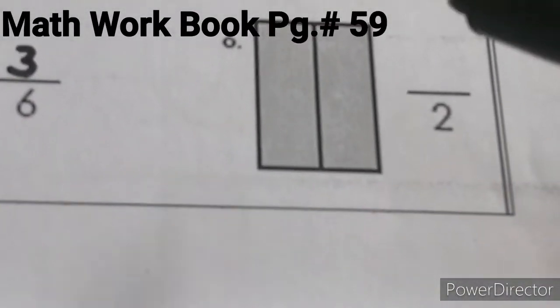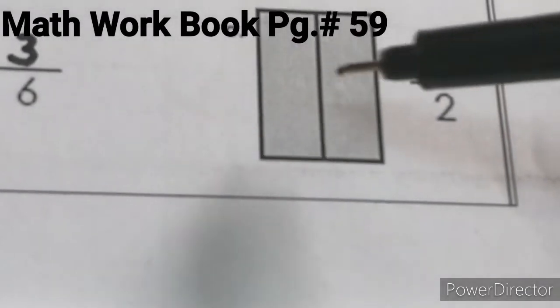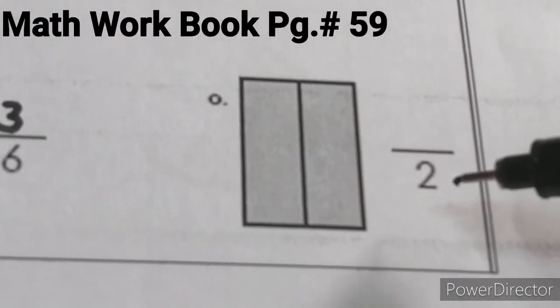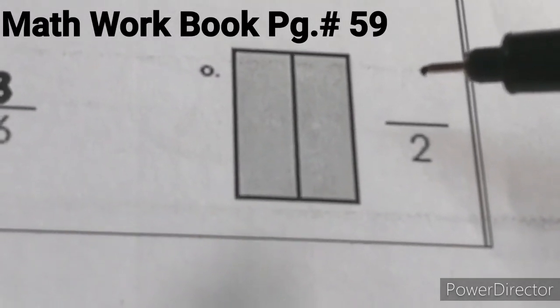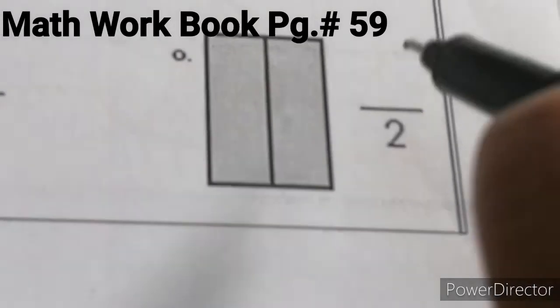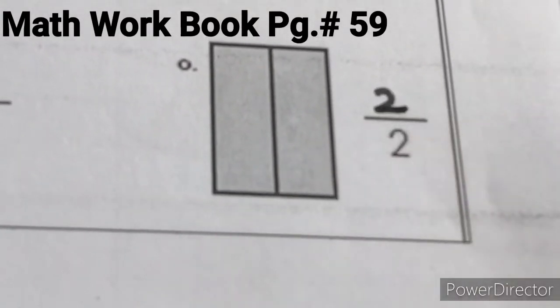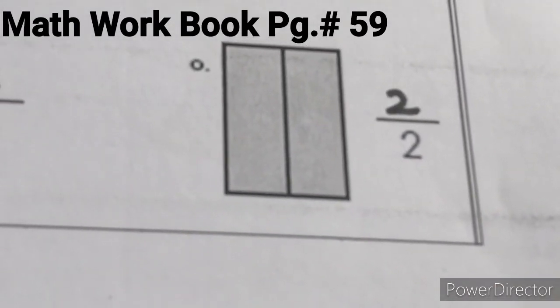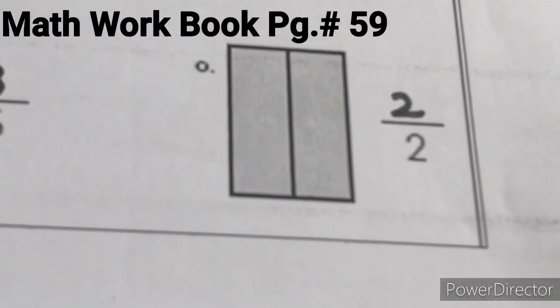This again you see, this rectangle is divided into 2 equal portions. 1, 2. So 2 on the bottom. And how many of them are shaded? 1, 2. 2 is shaded. So the numerator is also 2. 2 by 2. The full rectangle is shaded now. The whole is shaded. All the 2 portions are shaded.